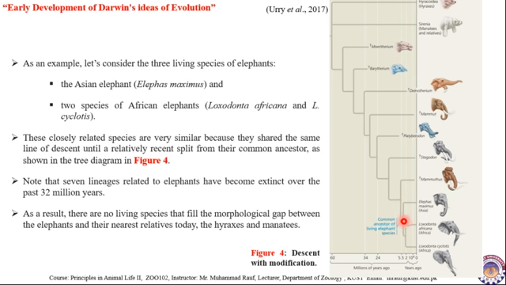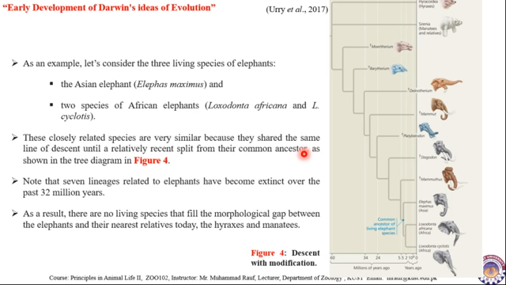This is the point where both of them had a common ancestor, and then these two diverged into different lineages, and then this further diverged into two different species. So these closely related species are very similar because they share the same line of descent until a relatively recent split from their common ancestor.